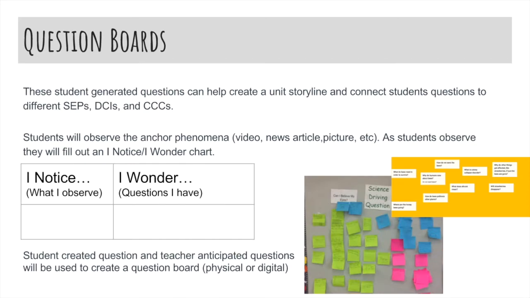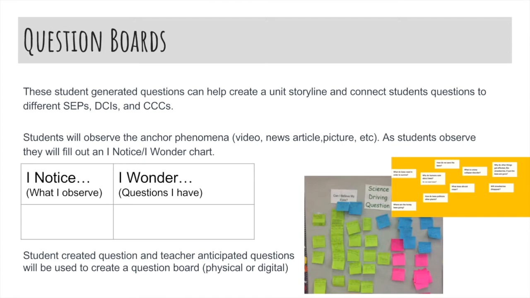Question boards are a way of housing and organizing students' questions. After being introduced to the anchor phenomena, students will create I wonder questions based on their observations of the phenomena. The I wonder questions will then be collected physically, for example on sticky notes, or digitally in a program called Padlet. Students and teachers are then able to organize the questions into common themes, and teachers can use those questions as their lesson level phenomena questions.